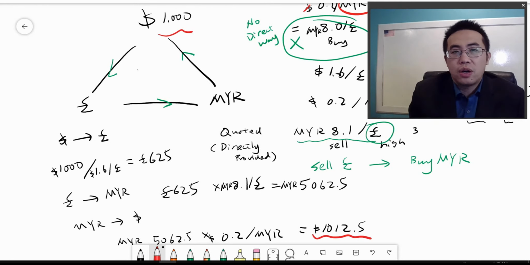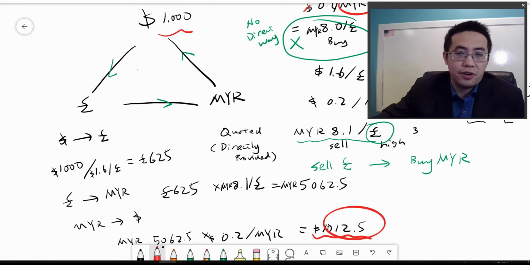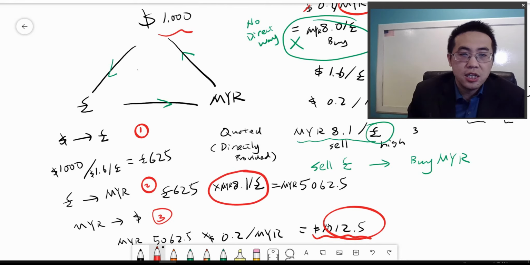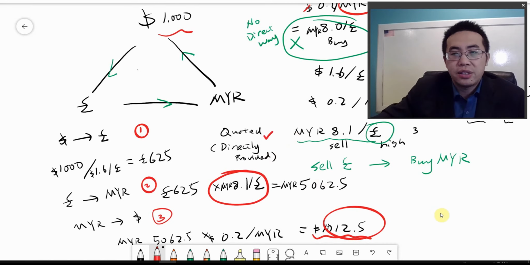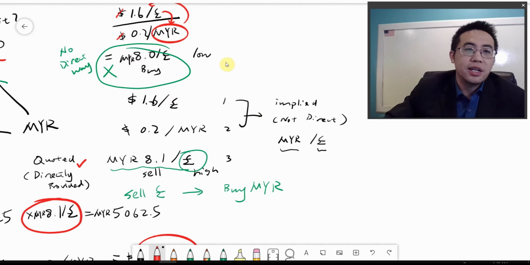So you can borrow the original money, the 1,000, from someone, and then pay back the principal and have some profit left, $12.5. In this transaction, you will deal with three banks. One bank deals with the pound, the second bank deals with the cross rate exchange, and the third is the one who deals with Malaysian ringgit. The cross rate you are using here is 8.1, which is a quoted rate that's directly offered to you.